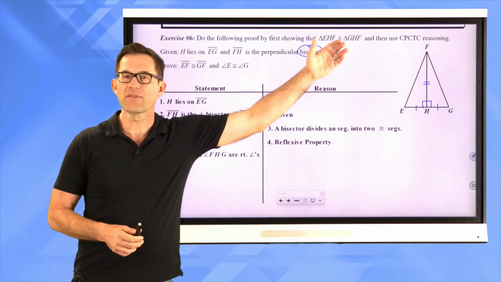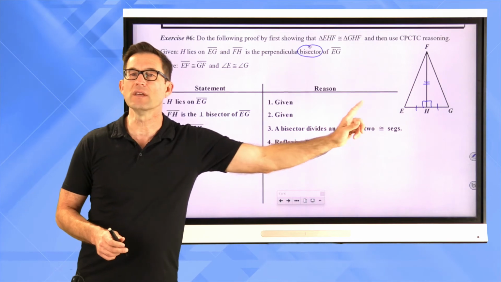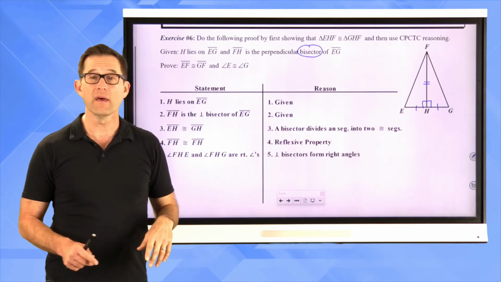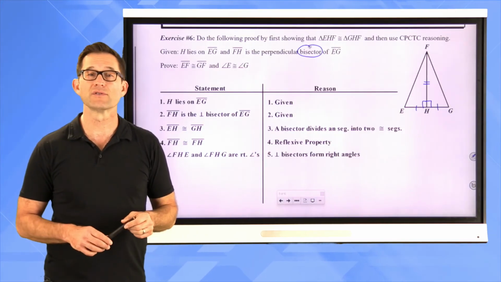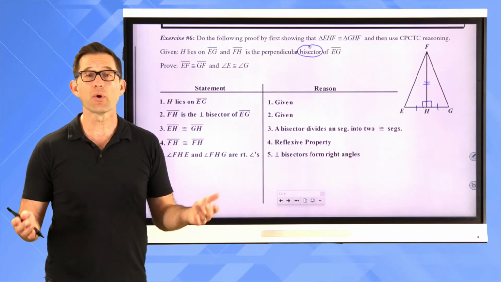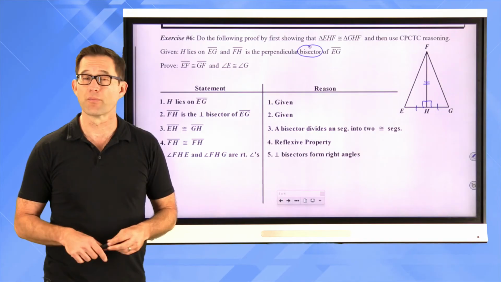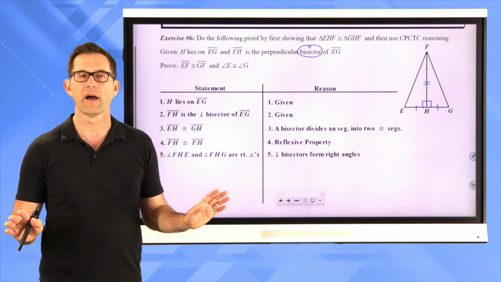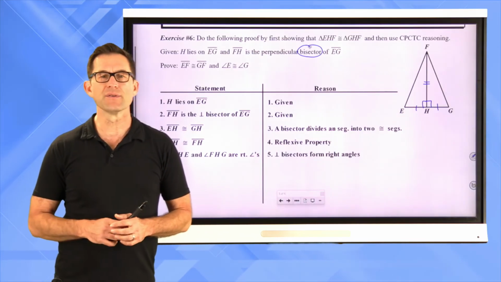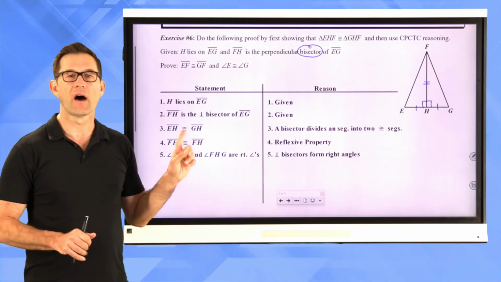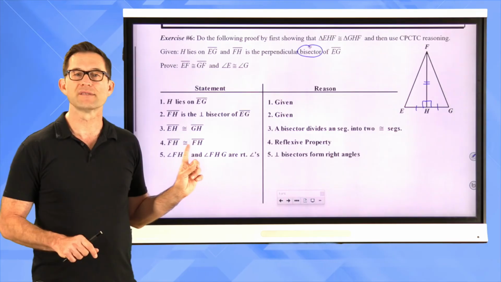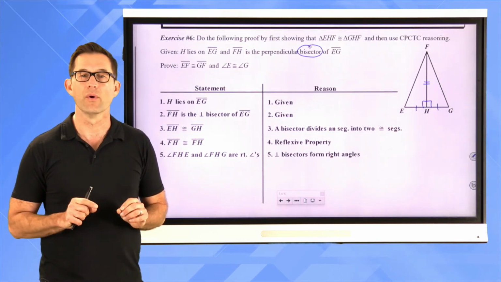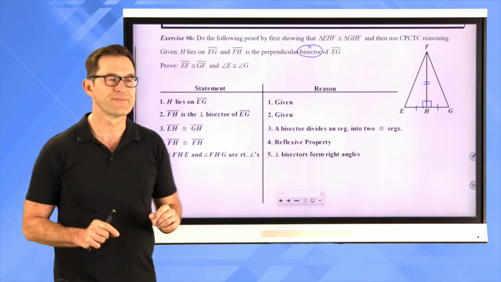The fact that it's perpendicular to EG tells us that that's a right angle and that's a right angle. And the reason that we would give is perpendicular bisectors form right angles. Or you could say perpendicular lines form right angles, or perpendicular segments form right angles. All of those would be absolutely fine. Now remember, for side angle side, we have to claim a side is congruent to a side is congruent to a side, and the angles in between them are also congruent. We haven't done that yet, all right?